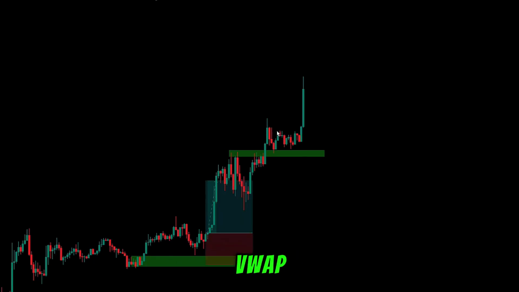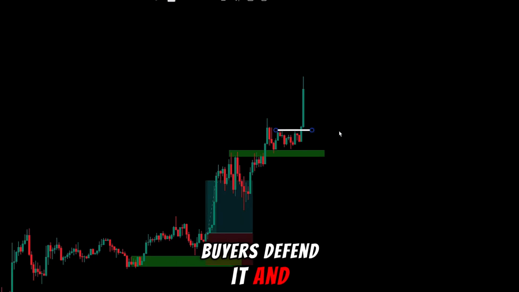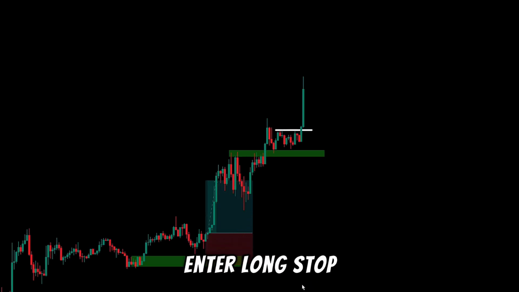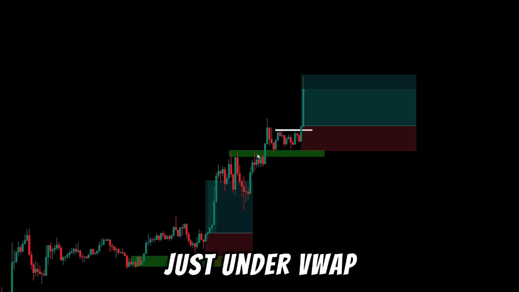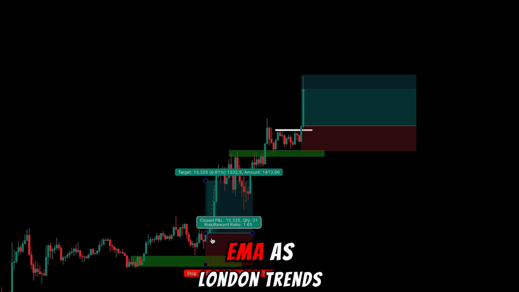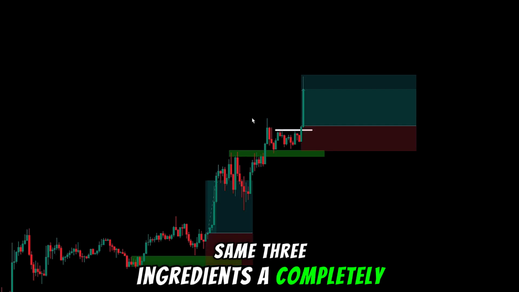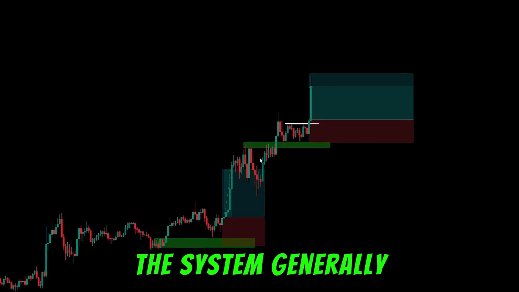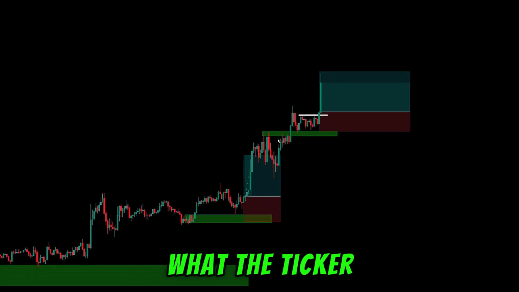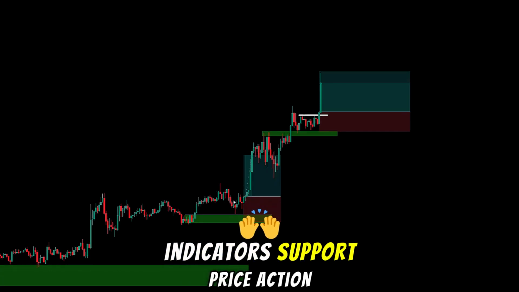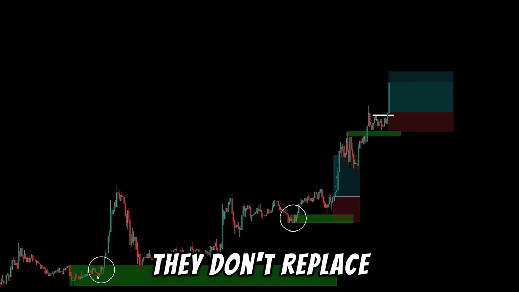Cable pulls back into VWAP, buyers defend it, and a clean candle closes back up. Enter long, stop just under VWAP, and trail the 8 EMA as London trends. Same three ingredients, a completely different market. The system genuinely does not care what the ticker says. Indicators support price action, they don't replace it.